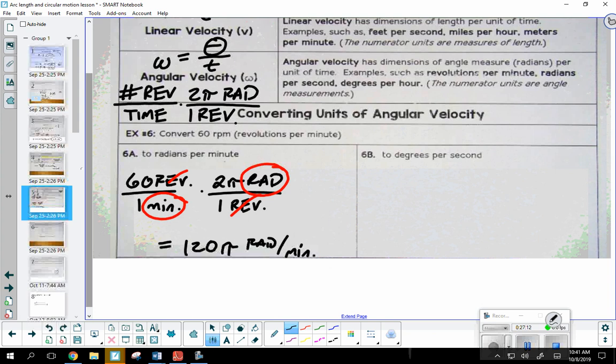Okay, let's try 6b. Now, this is the one time where you're going to start off the same, the number of revolutions over time, but you can't use 2 pi radians because this one wants what? Wants degrees. So don't say it out loud. Think about what ratio is going to give me the degree measure I'm looking for. Okay, so take a few seconds. I'm going to go ahead and start it out the same way. The number of revolutions in the time. So we're starting out again with 60 revolutions in 1 minute.